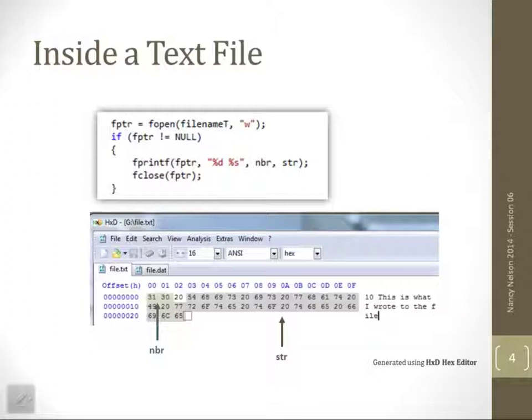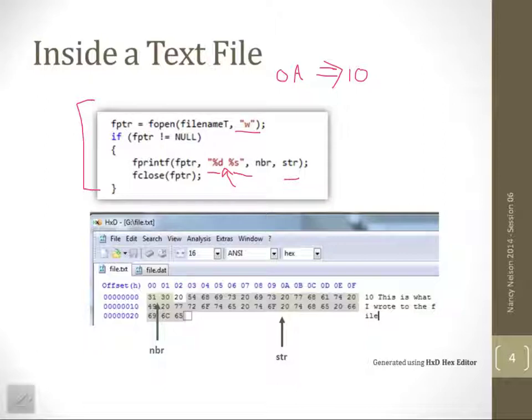Now what we're going to do is take a look inside that text file. Here we can see the code we used to generate that text file. We wrote it without a b here, so we know it's our text file, and we wrote three things. We wrote an integer, we wrote a space, and we wrote a string. Our number was the hexadecimal value a, which converted to decimal is 10. And then we wrote a string that said, "This is what I wrote to the file." So we have those three pieces of information that we should be able to find inside the file.